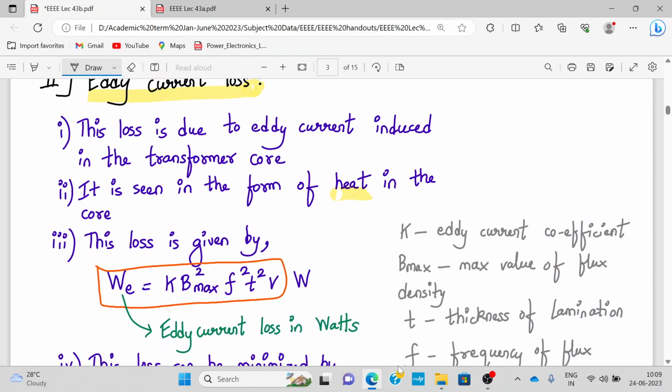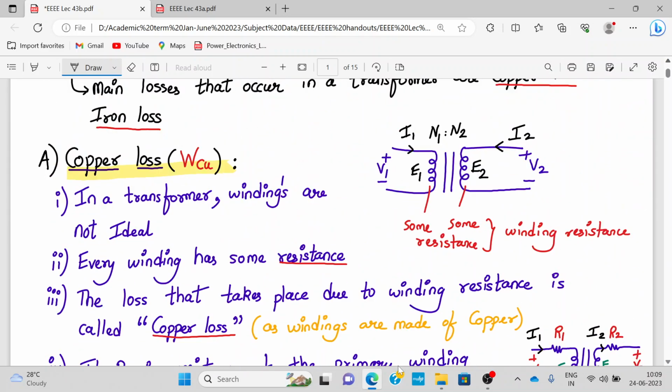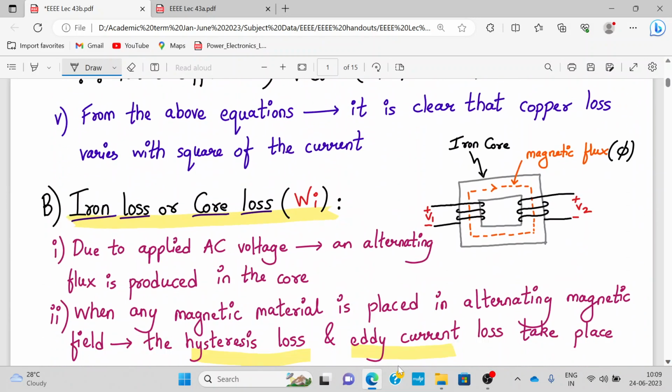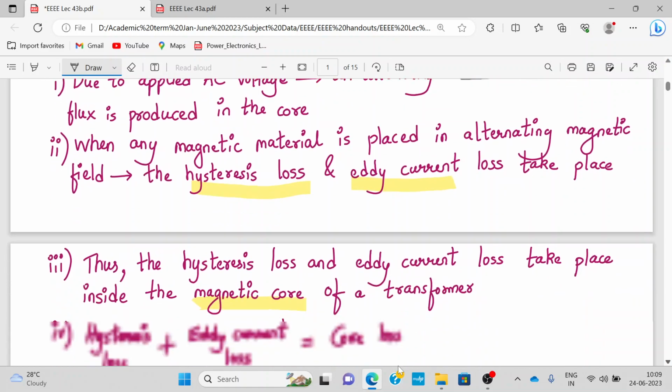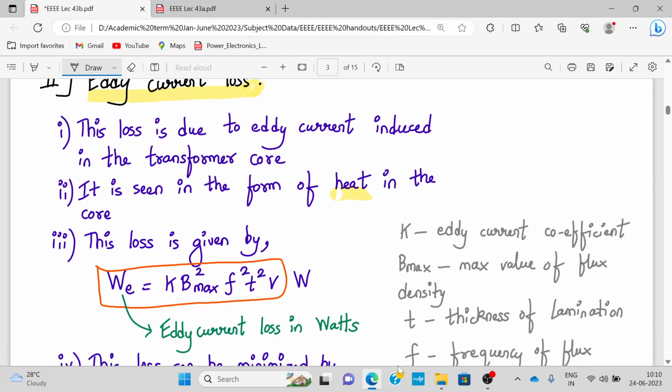If they ask you in the exam about various losses in a transformer, you have to start with copper loss, explain what it is, its origin, how to reduce it. Then talk about iron loss or core loss, and then the hysteresis loss and the eddy current loss. Normally this question will come for 10 marks. If it comes for 5 marks, explain eddy current and hysteresis loss in brief, and how to reduce each of them. All right, this is clear. Can we move on to the next topic now?